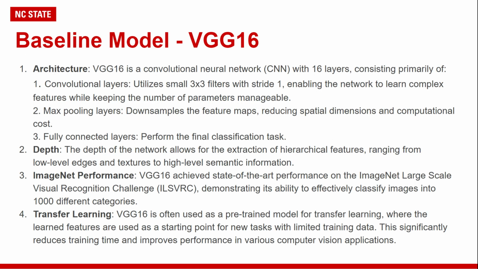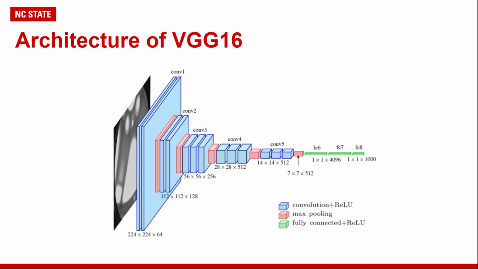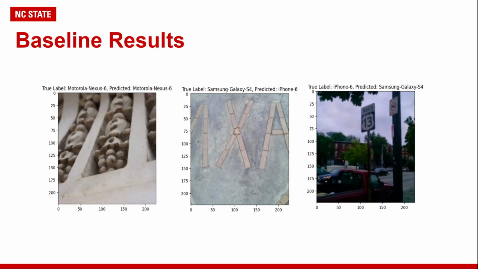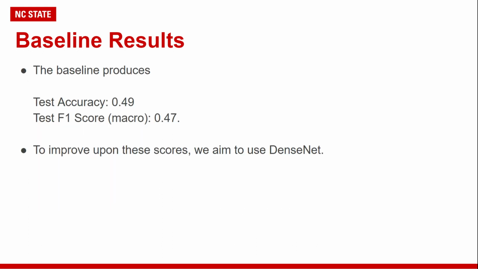The first model we chose was VGG16, a 16-layered convolutional neural network which contains convolutional layers, max pooling layers, and fully connected layers. This is the architecture of VGG16. Here are some of the baseline results that we got, in which you can see the true label and the predicted label. But to our surprise, VGG16 only gave us an accuracy of 49%, and we moved on to explore DenseNet.